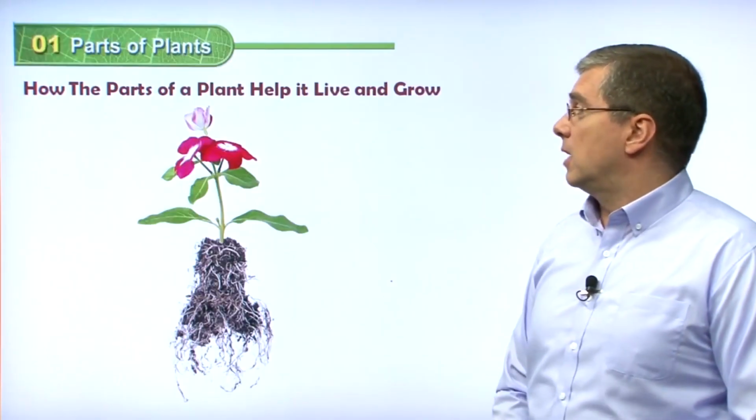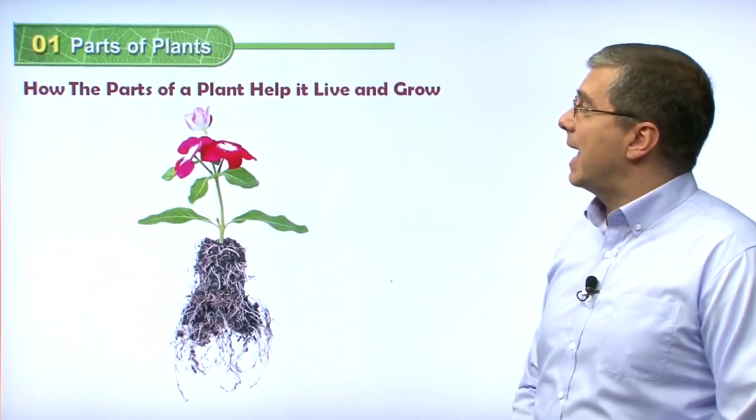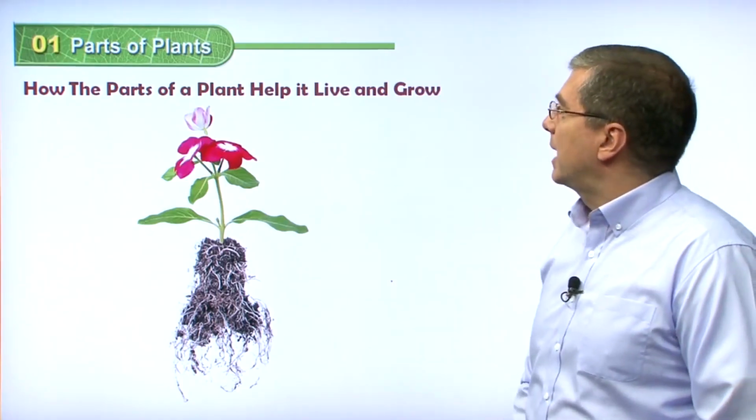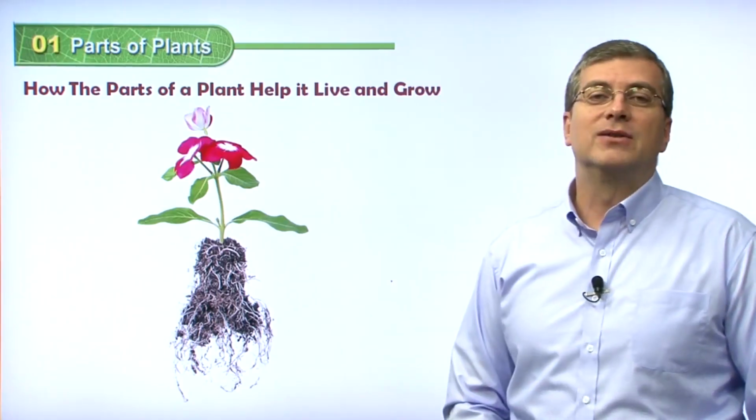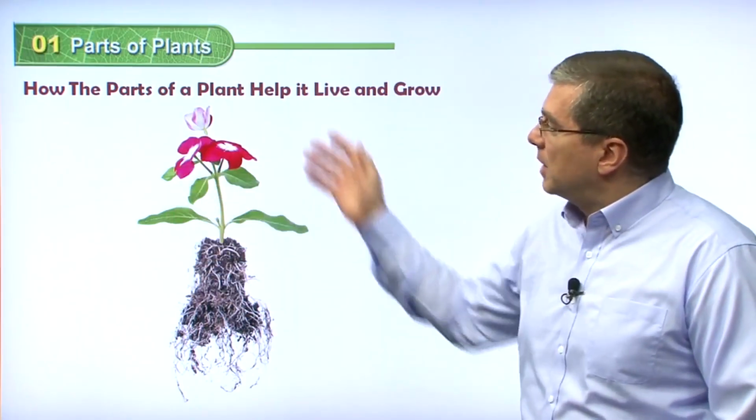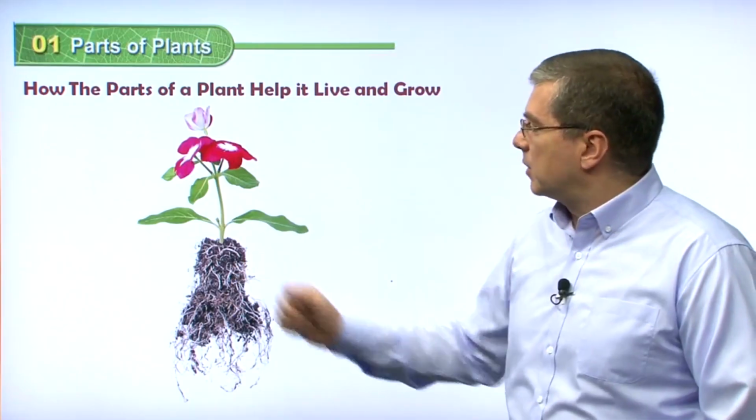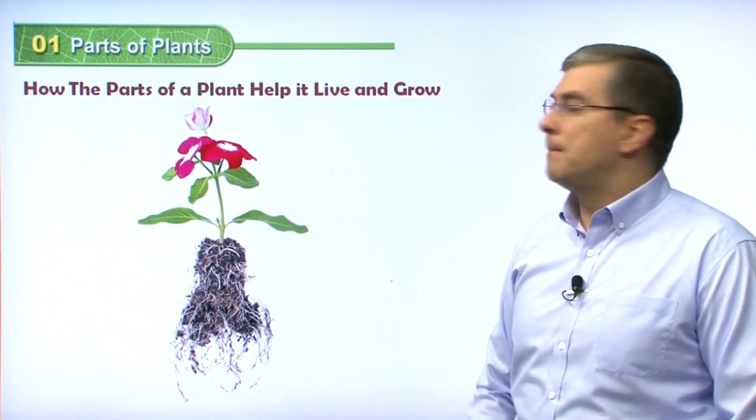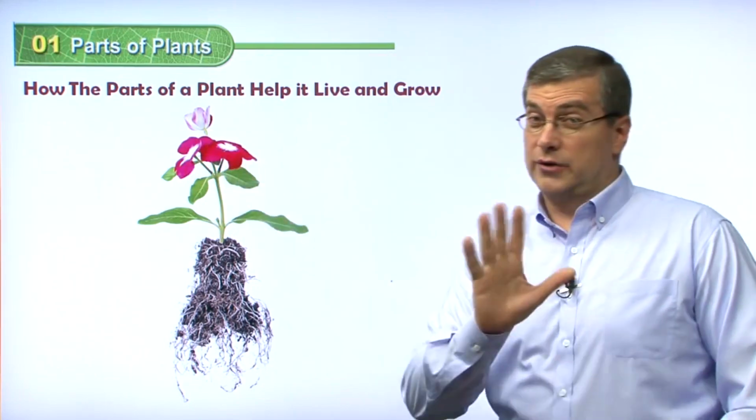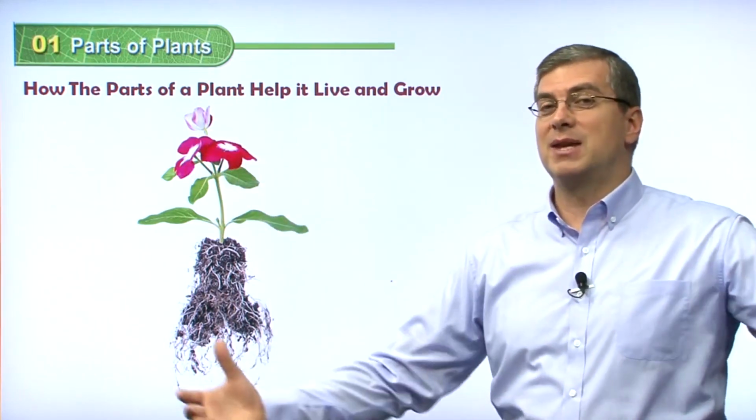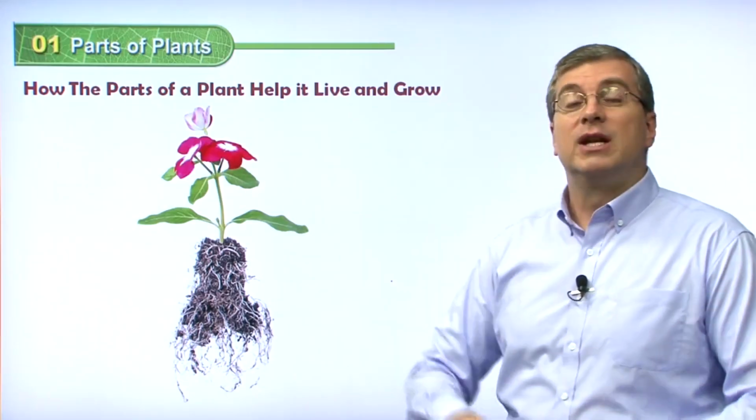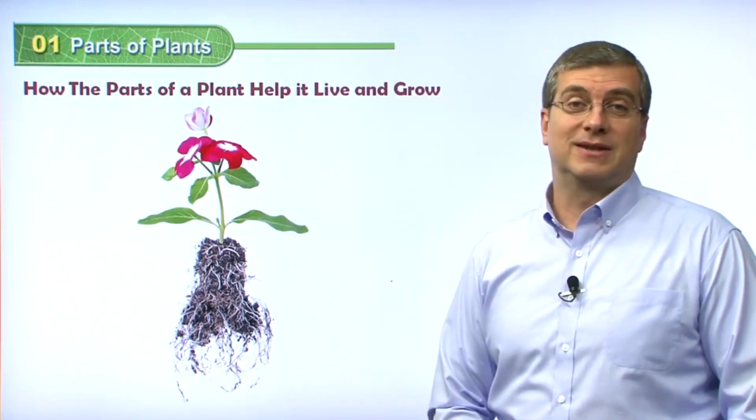Okay, let's move on. We have come to the end of our presentation. We have talked about how the parts of a plant help it live and grow. Just to review very quickly, we have a very good picture of a plant here. We've talked about the roots, the stem, the leaves, and the flowers. Also remember, on a tree, we've talked about the branches, and we've also talked about the flowers turning into fruit and holding the seeds.